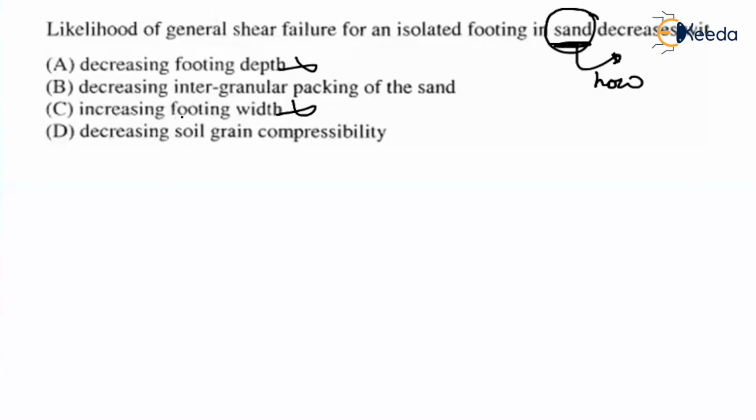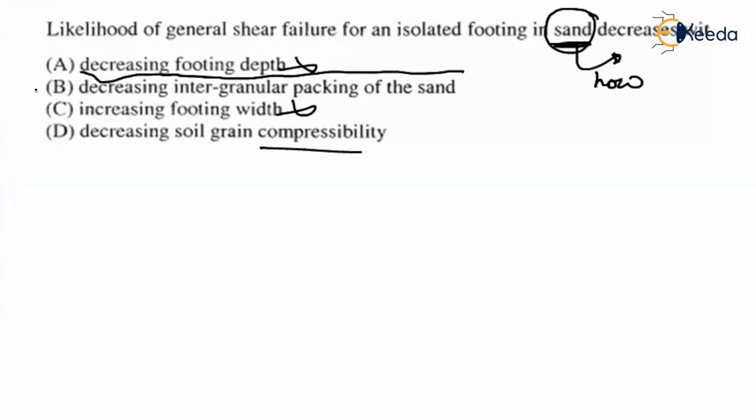So what are the remaining? Decreasing the intergranular packing of the sand, decreasing the soil grain compressibility. What is meant by compressibility? Soil grain compressibility means you are changing the size of the solid particles in the soil. But if you do change that, then we cannot modify the failures because the soil structure won't change. So for the sand, it mostly depends upon the intergranular packing.